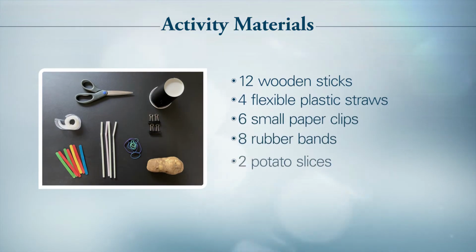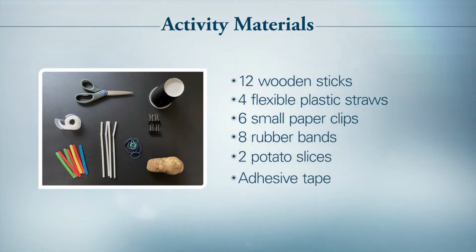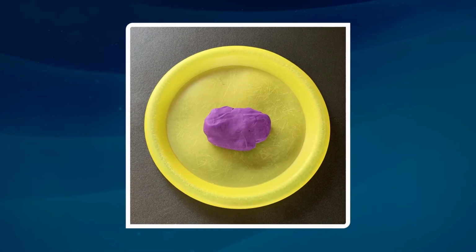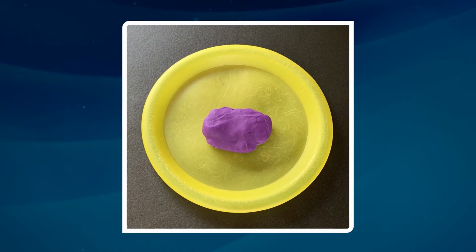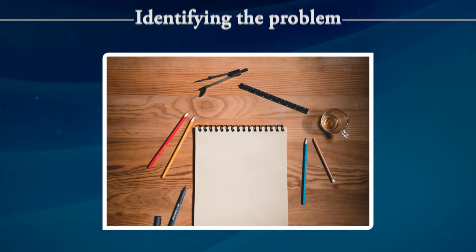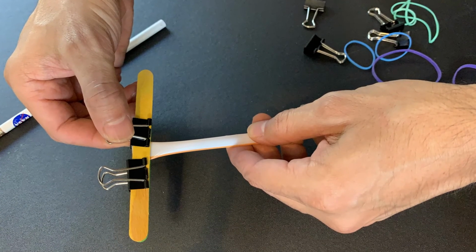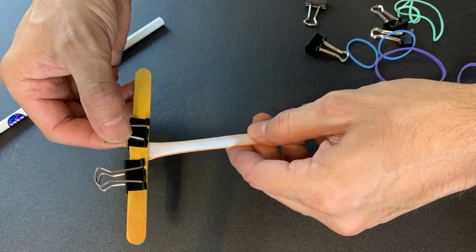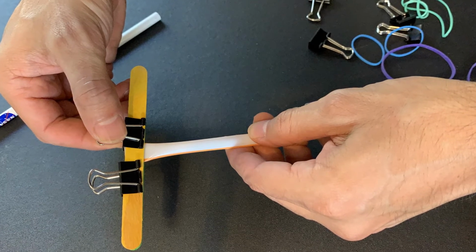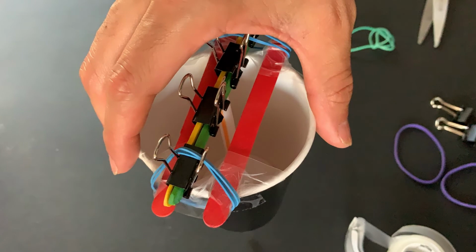Suggested materials are as follows. To reduce food waste, we suggest you use modeling clay to do this activity. Identifying the problem and brainstorming. What would you use to insert the straw into the potato or the modeling clay? What kind of frame would you need to make to hold the rubber bands and the straw?